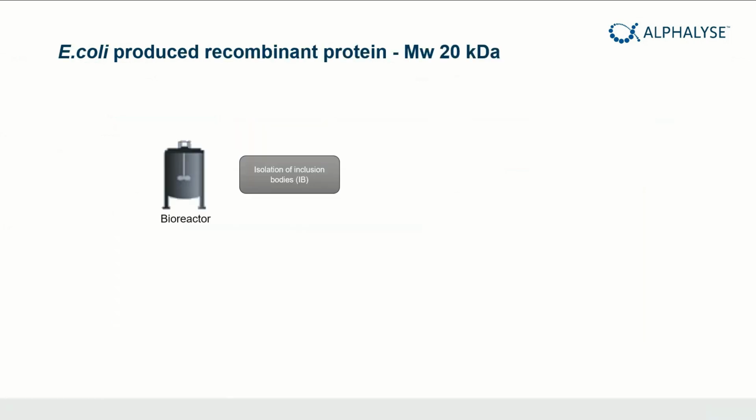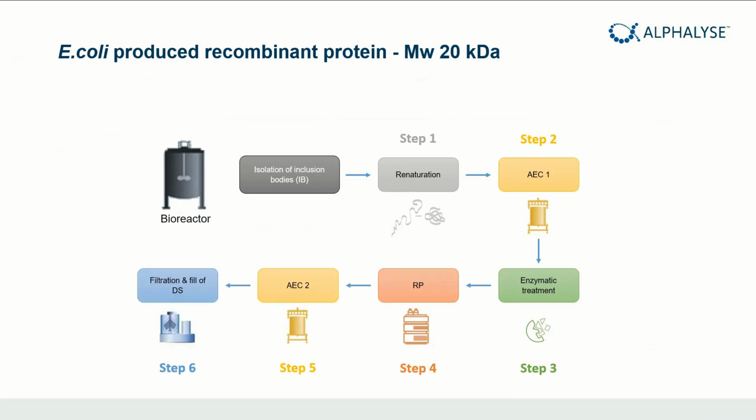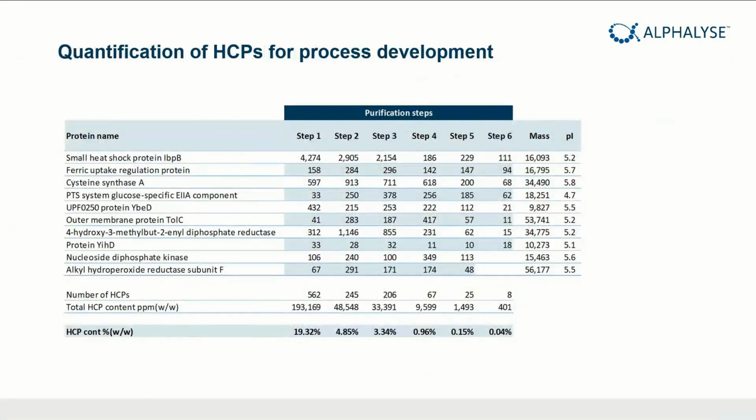So just to look at a typical purification process here, a protein produced in E. coli as inclusion bodies. So different purification steps. Here an enzyme is added to modify the protein sequence, and it's a 6-step process. So here on this slide, I have the HCP analysis results from the 6 different purification process steps. So you have the names of the protein, you have the theoretical mass and isoelectric point, and you have the amount in ppm for each of the proteins in each of the purification steps.